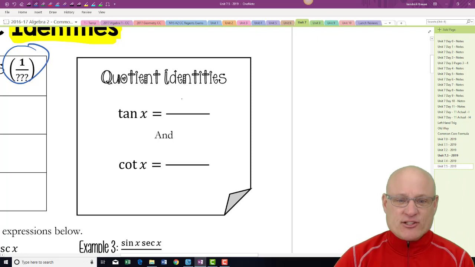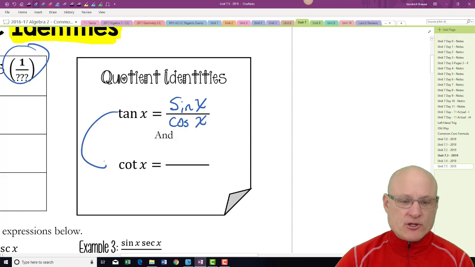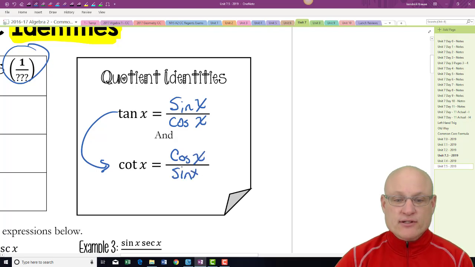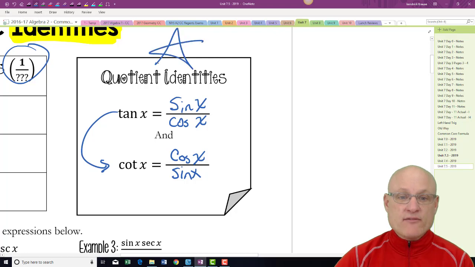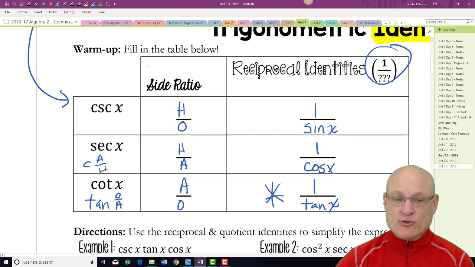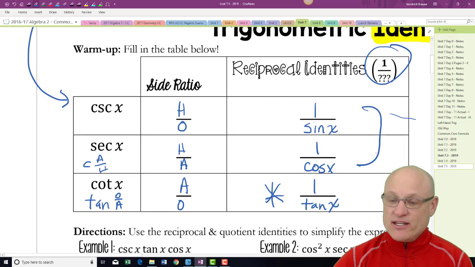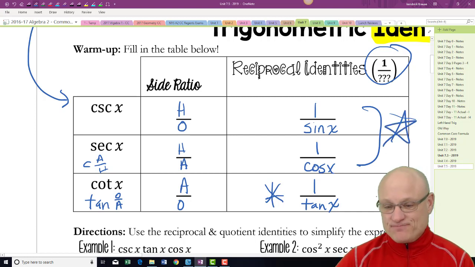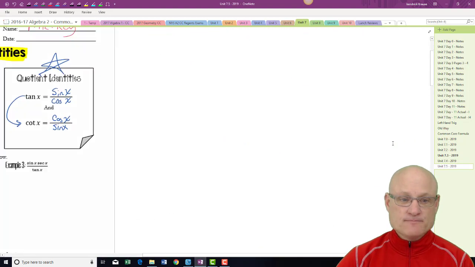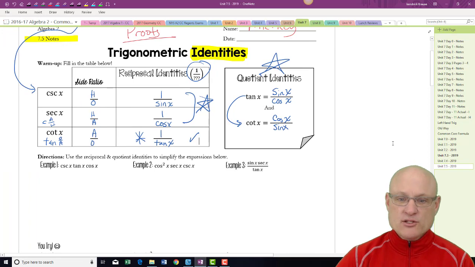That tangent is really sine of x over cosine of x. Well, if this is the reciprocal function, then cotangent of x is really cosine of x over sine of x. Now, you need to have these ones committed to memory as well as these two. This one right here doesn't really come up into play, but the other two do, and you really have to have a good handle on those. All right? So get a good handle on this.